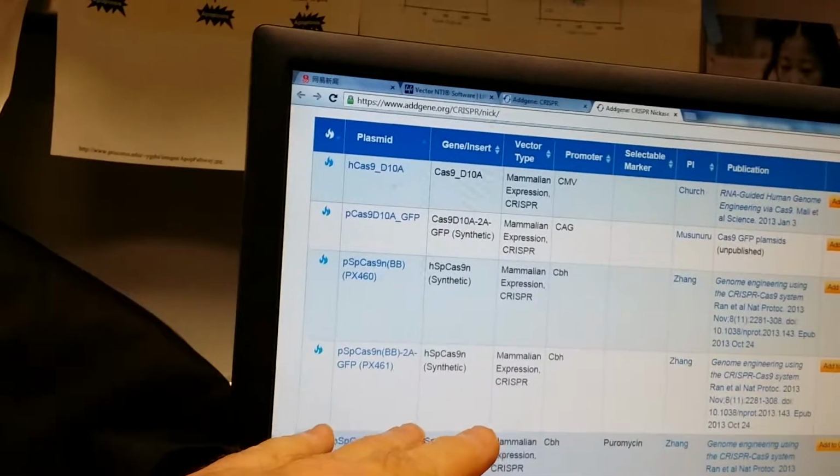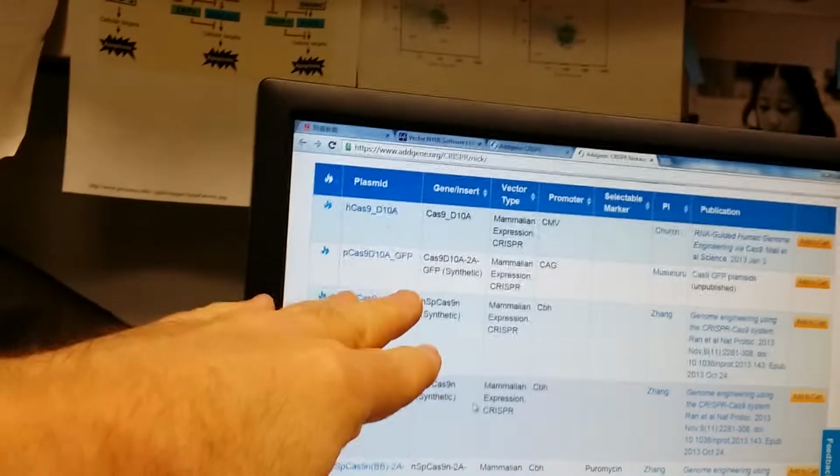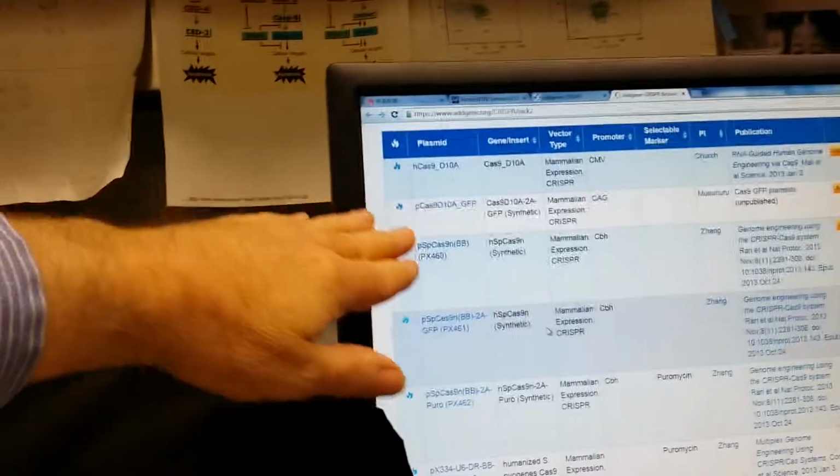Is there an instruction to target a particular gene? For a particular gene, you have to design the unique targeting sequence. I see. You have to put a unique sequence into the CRISPR.